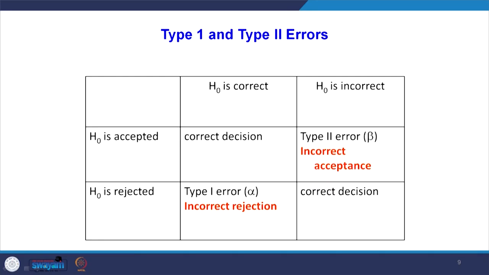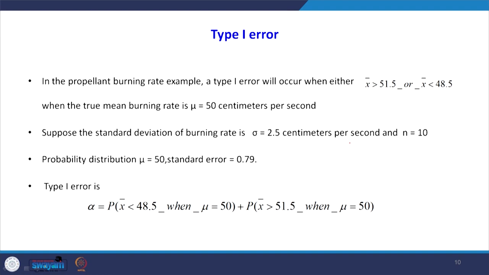You see the type 1, type 2 error. The H naught is correct, but we have rejected. So, this is your incorrect rejection, alpha. The H naught is incorrect, but we have accepted, this is a type 2 error. So, that is a false acceptance. This we have seen previously also, the same table.